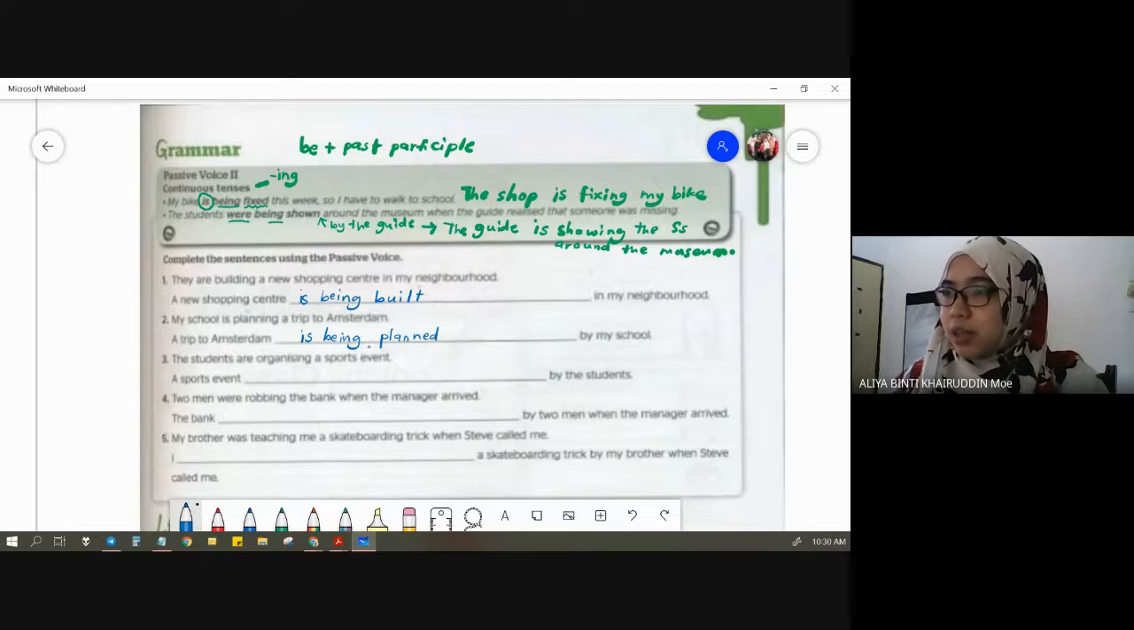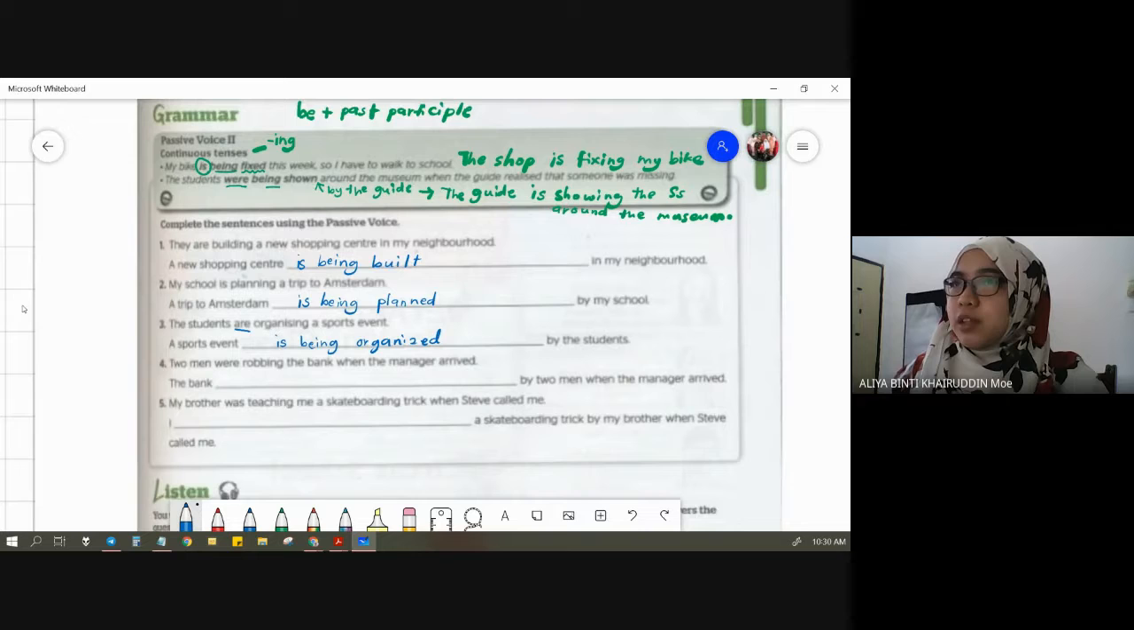All right, let's do the next one. A sports event. The students are organizing a sports event. Are, so that means it's present tense. A sports event by the students is what? Is being organized, right? Now try to do number 4 and number 5.